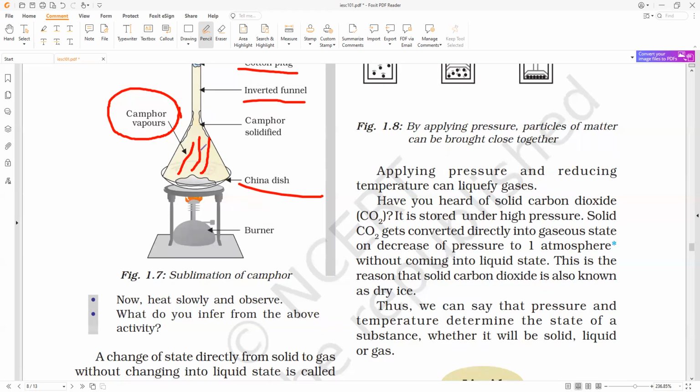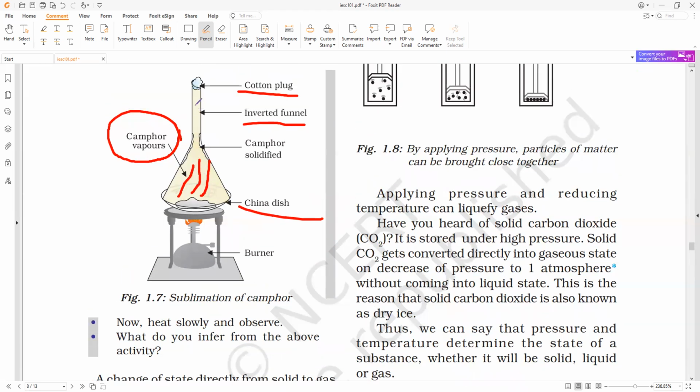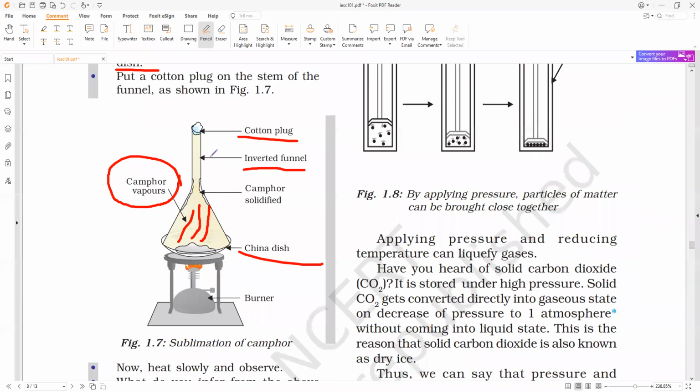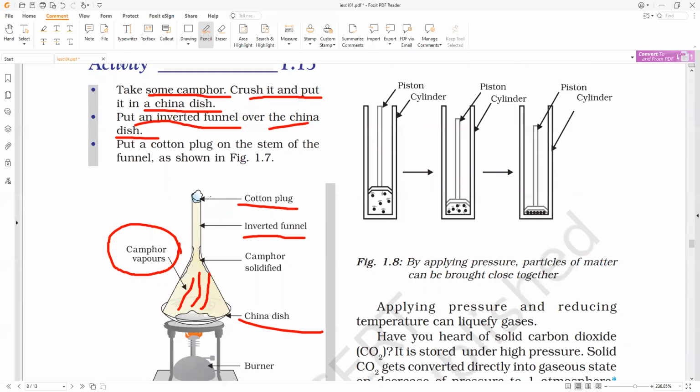Now these vapors will rise up and they will go and touch the walls of this inverted funnel. And here they do not have any escape to go outside because we kept the cotton plug. So these hot fumes will come and touch the walls of the container, this funnel, as well as this cotton plug, and the cotton will absorb the heat energy from it, so that again all the camphor will be deposited on the walls of the container.